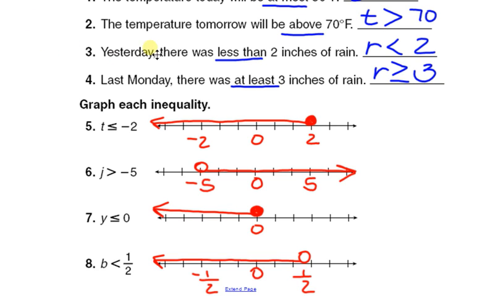Make sure that you write these down. You don't have to write down the words up here, just write 1, 2, 3, 4, but for these, please write the inequality and the number line.